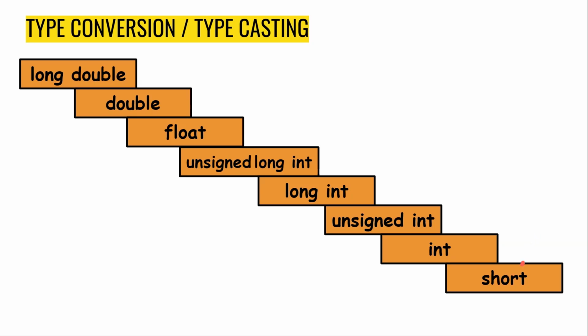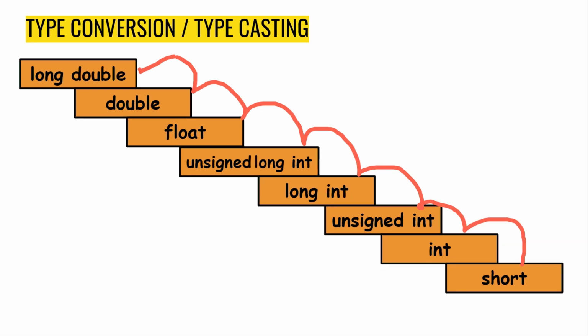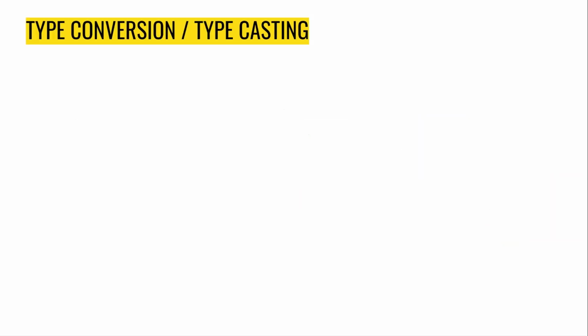The lowest type is short. The highest type is long double. Next to short we have int, then unsigned int, long int, unsigned long int, float, double, and finally long double. Let us discuss type conversion with one example. int a, which means we are declaring a variable a of integer data type, which means it holds only integer values. Here is an expression where we are going to apply the type conversion.